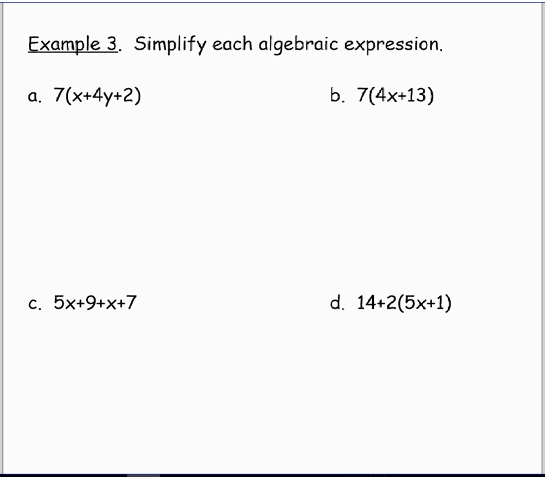So now we're going to look at using these rules to simplify these algebraic expressions. And so for A, we have 7 times the sum of x plus 4y plus 2. So let's take this example to use the distributive property. So first we're going to do 7 times x. And then we're going to add it to what we get when we do 7 times 4y. And then finally, we're going to have 7 times 2 also being added on.